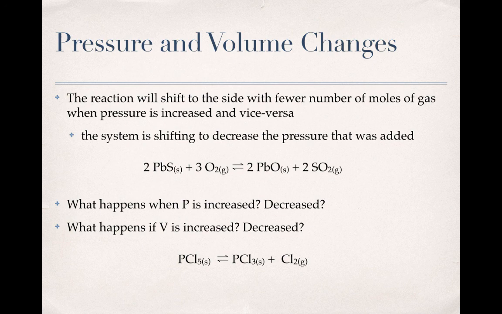Here's another reaction where we have only one gas, Cl2, and we would see that if we increased the pressure, then the reaction would want to shift to the side with the fewest number of moles of gas. So that would be the reactant side. So if we increase the pressure here, it would shift to the left. If we decrease the pressure, it's going to want to shift to the side with more moles of gas, and it's going to shift back towards the products.